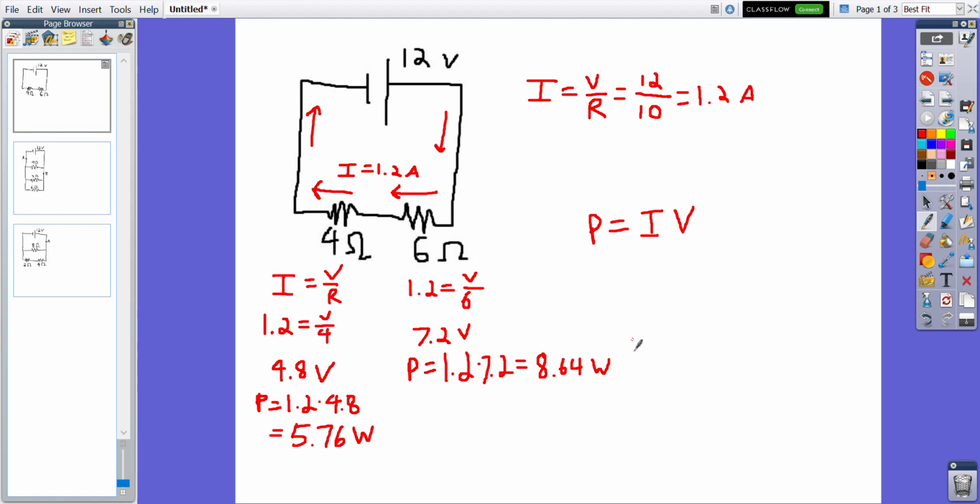And the last thing is energy. You do have to know energy is always related to power, because the definition of power is how quickly it uses energy. So for example, this guy right here, 8.64 watts. That means from an energy point of view, it's using 8.64 joules every second. So a watt is a joule per second.